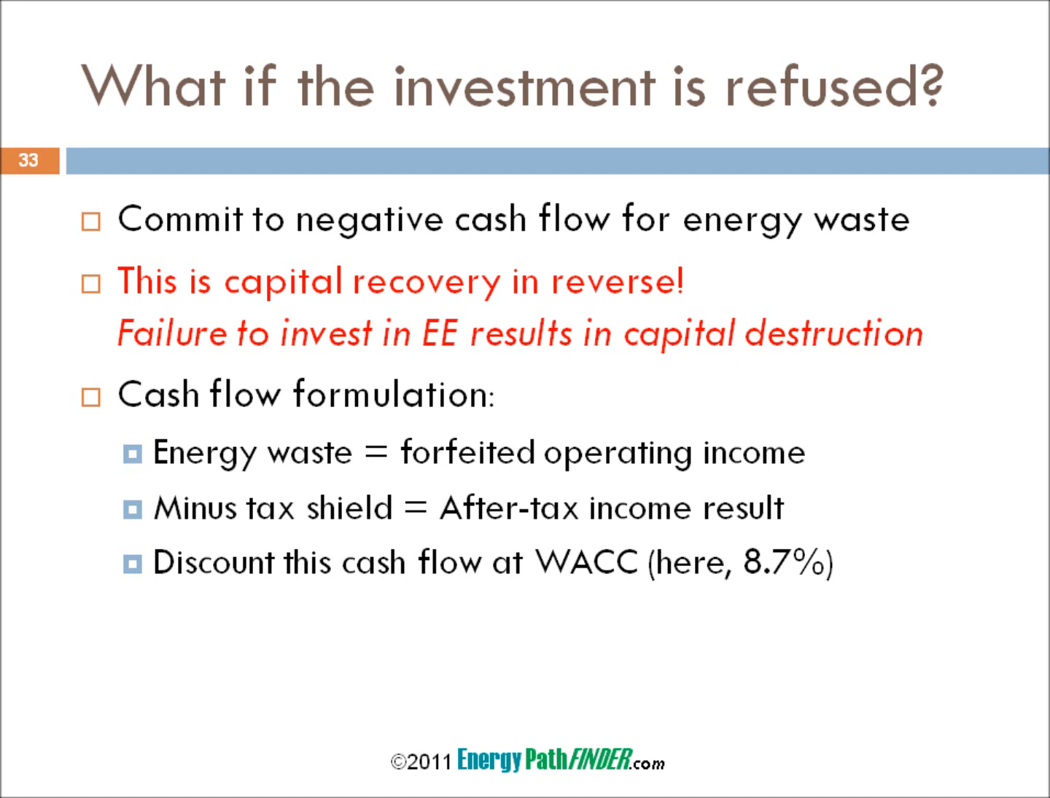You can develop the corresponding cash outflow. Start with the value of the energy waste. Subtract from that the tax shield because the energy expenditure is still tax deductible. Do this for each year of the economic life of the refused investment, in this case 10 years, and discount this 10-year cash flow using the weighted average cost of capital.